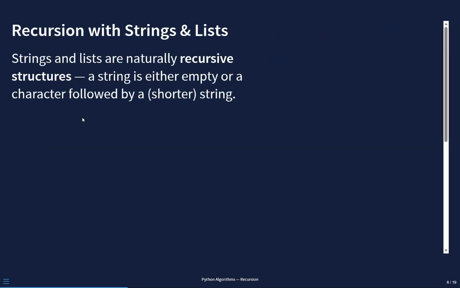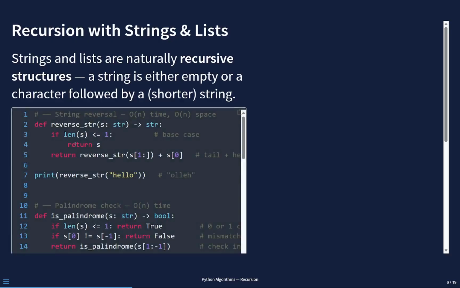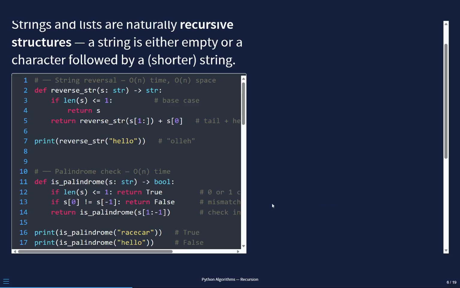Next. Strings and lists are naturally recursive structures. A string is either empty, the base case, or a first character followed by a shorter string. This structural match makes recursive solutions feel like they write themselves. Click. reverse_str illustrates this perfectly. Base case is a string of length 0 or 1, which is already reversed. Otherwise, return reverse_str(s[1:]), the reversal of the tail, concatenated with s[0], the head. Each call handles one character, and trusts recursion to handle the rest.